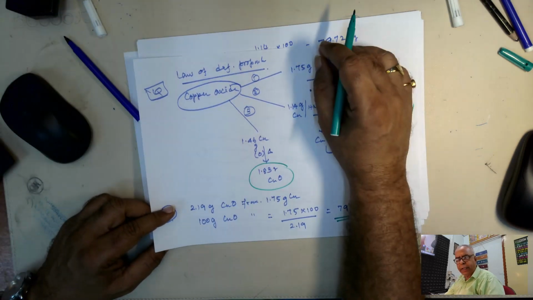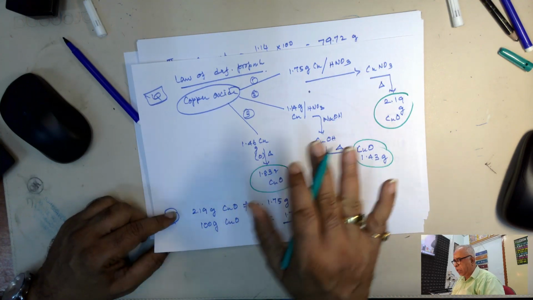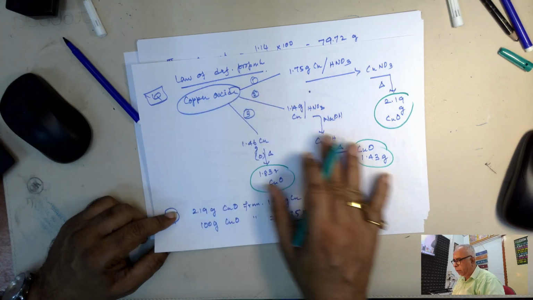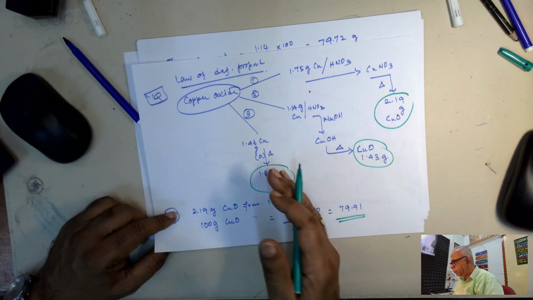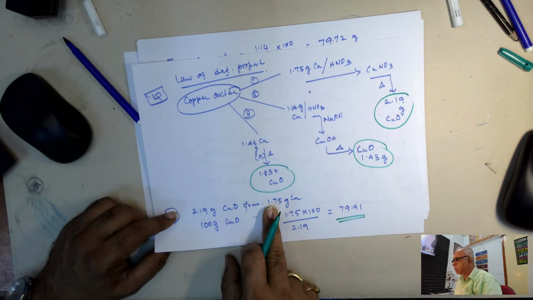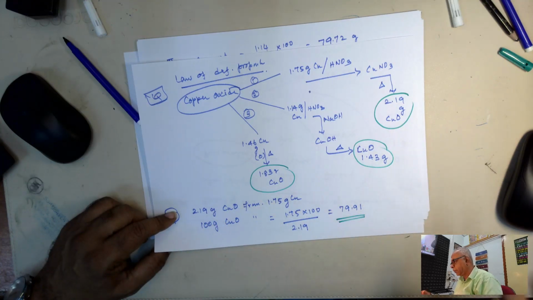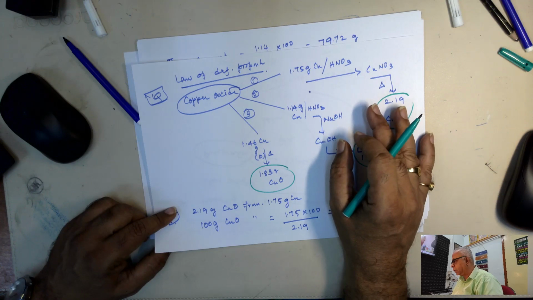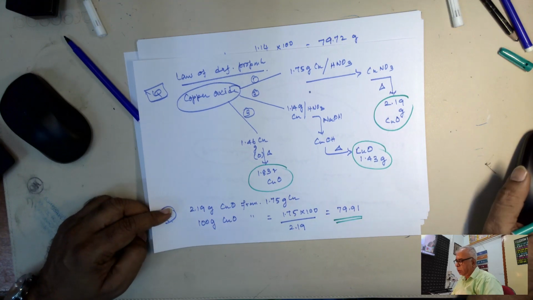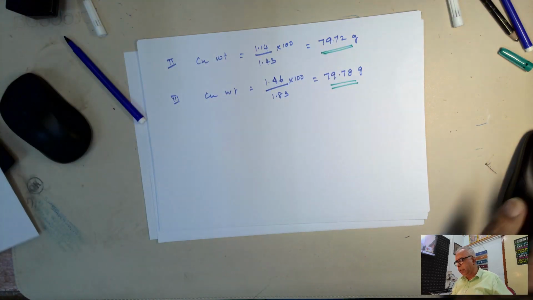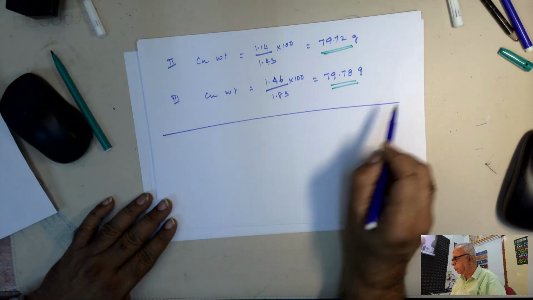Whether it is obtained from different techniques, different methods, the proportions are definite. And that is why it's called the law of definite proportion. So the percentage of copper in copper oxide derived from all these three cases is nearly the same. How much? 79.9, 79.9, 79.9. So it indicates that it is a verification for what? The law of definite proportion. Okay, got it? Now let us proceed with the law of multiple proportions.